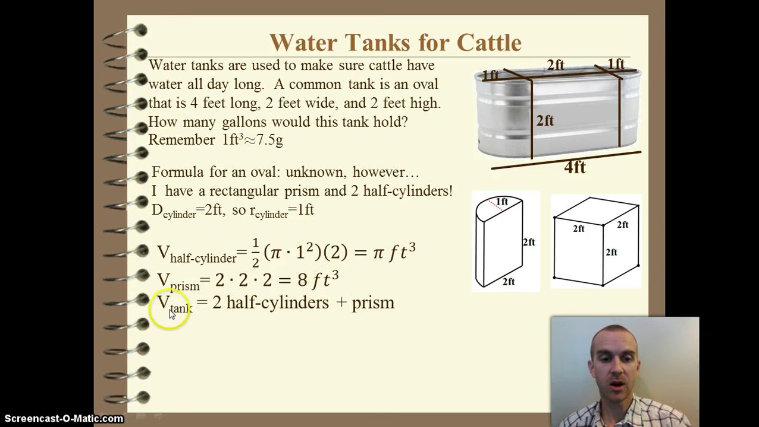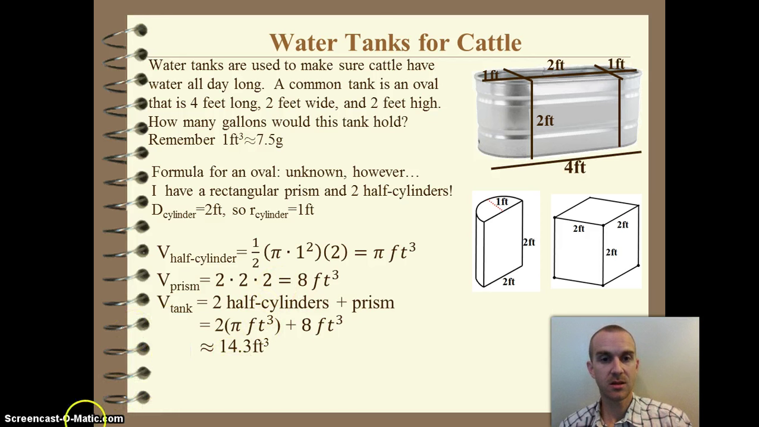And then I can find the volume of the entire tank. 2 half cylinders plus the prism. So I'm wanting to double the half cylinder and then add the cubic feet from the prism, which would give me about 14 3/10 cubic feet.